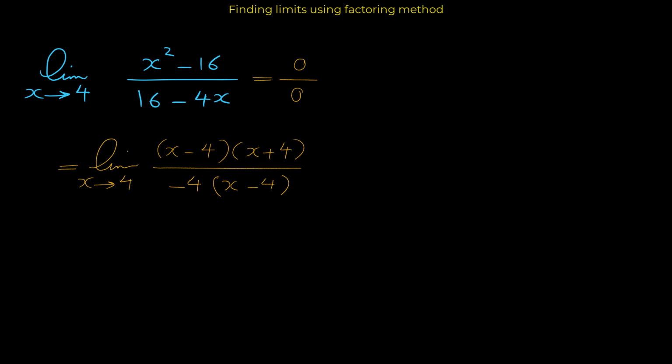Cancel x minus 4 from the bottom with the top. Then you have limit x approaches 4, x plus 4 over negative 4.